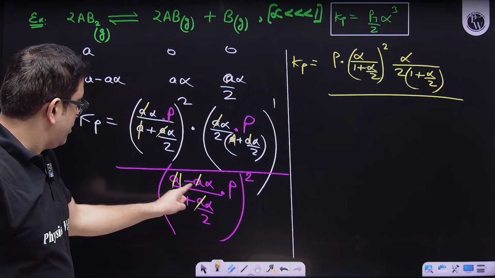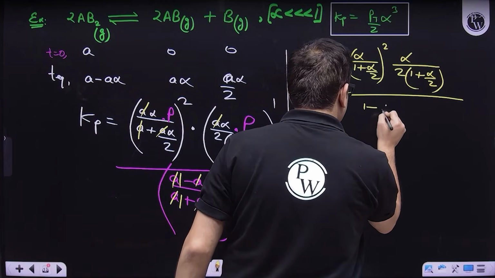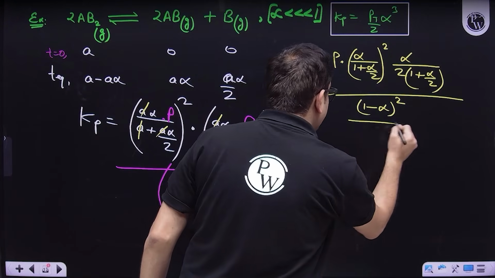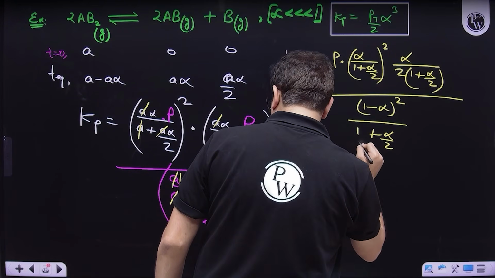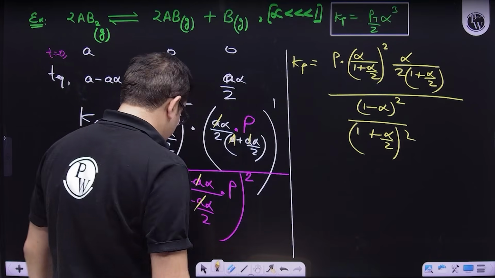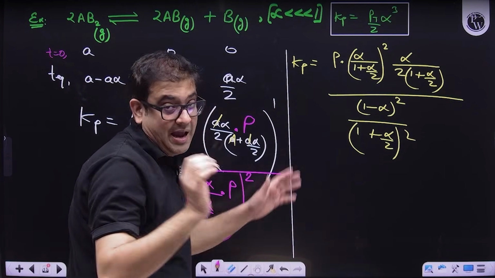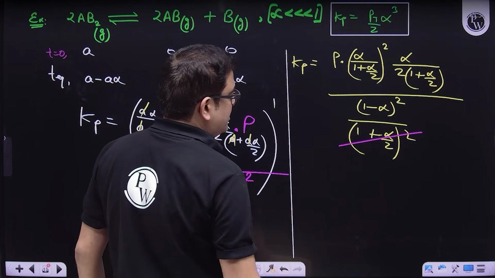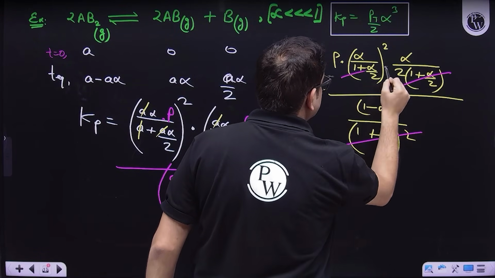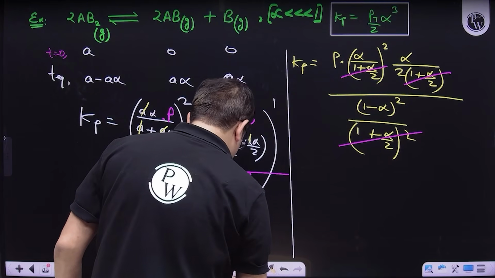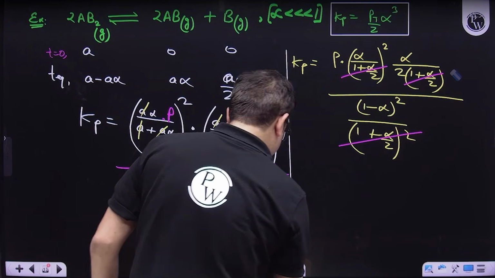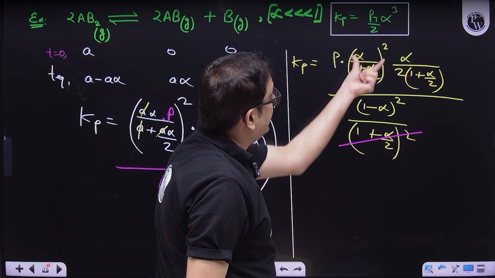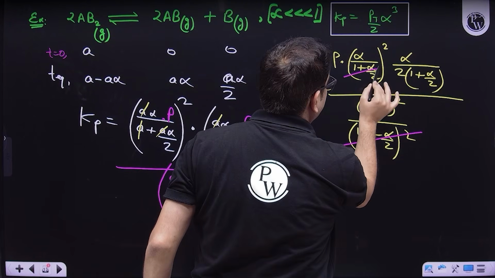In the denominator you will have 1 minus alpha squared, and in the denominator 1 plus alpha by 2, this also squared. So I guess this will be cancelled easily. These calculations you have to do, although with practice it will be much easier. So this is gone, this is gone, this is gone. Okay, no, this is not gone, because this is squared and this is also squared. So only this part will be gone.